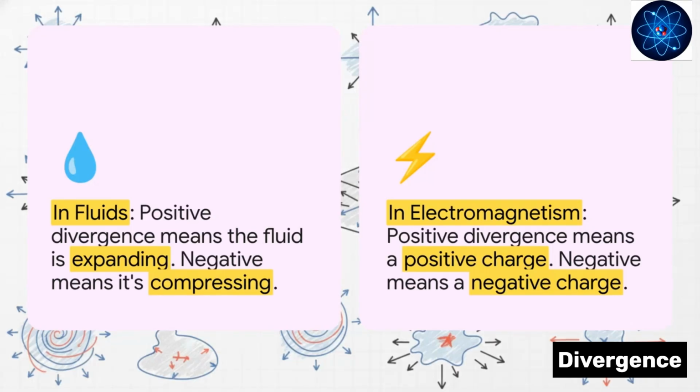And this slide right here is where it all clicks. It's so elegant. In fluids, we said positive divergence means the fluid is expanding. Well, in electromagnetism, positive divergence means you just found a positive electric charge, the literal source of an electric field. And a compressing fluid? That's just like a negative charge, the sink where the electric field lines end. The physics is different, but the math and the idea are exactly the same.